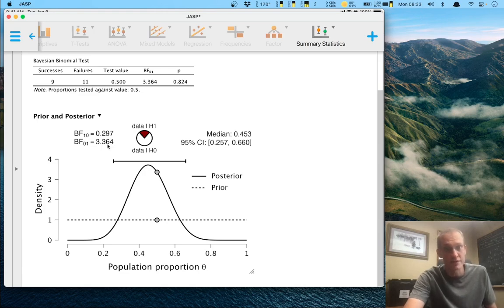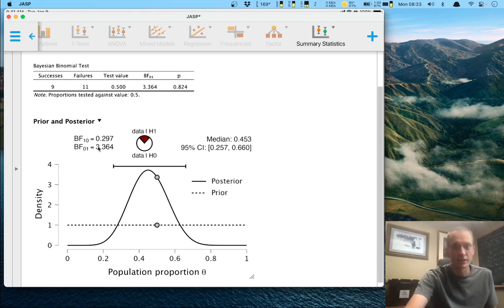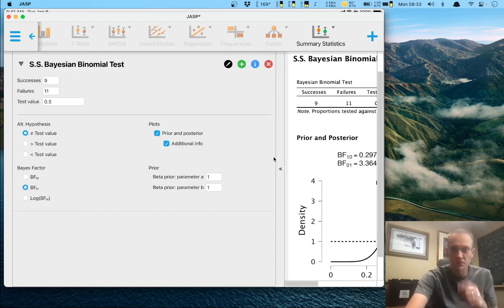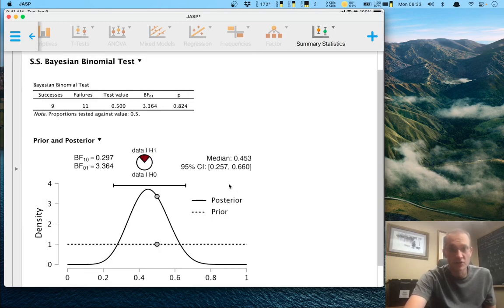You'll notice that these are reciprocals of each other. That is, if you take the Bayes factor 3.364 and do 1 divided by that, you'll get exactly 0.297. Let's actually check that. 1 divided by 3.364 is 0.297. Oops, let me bring this back. You'll get lots of other stuff too.